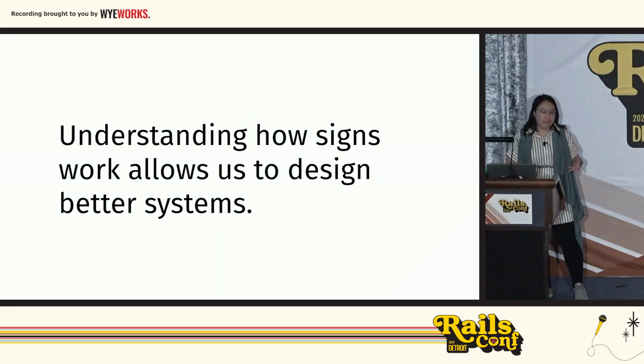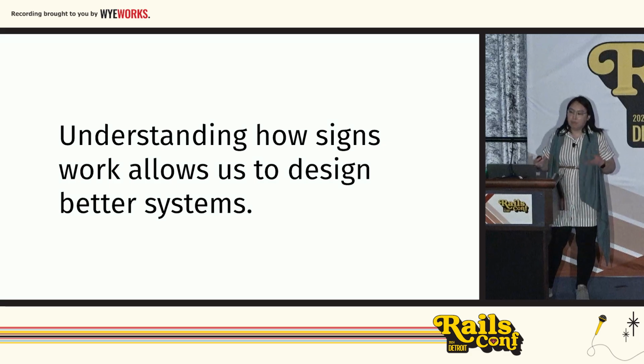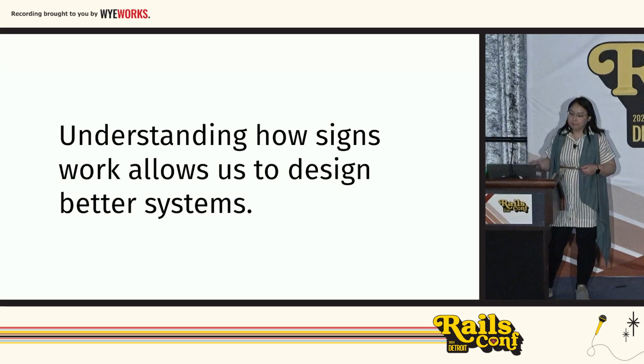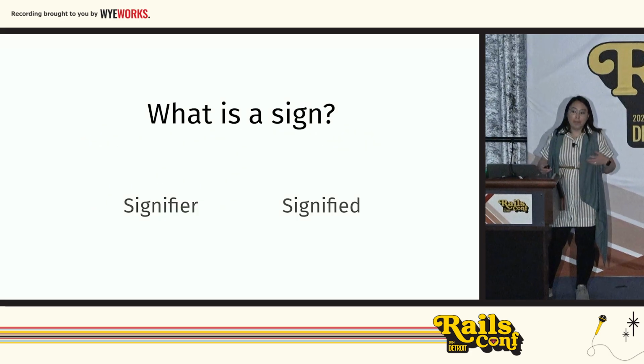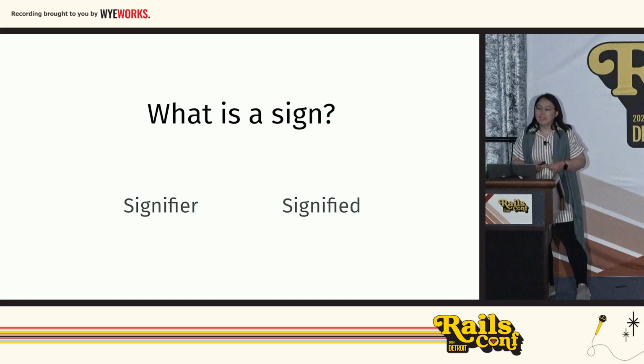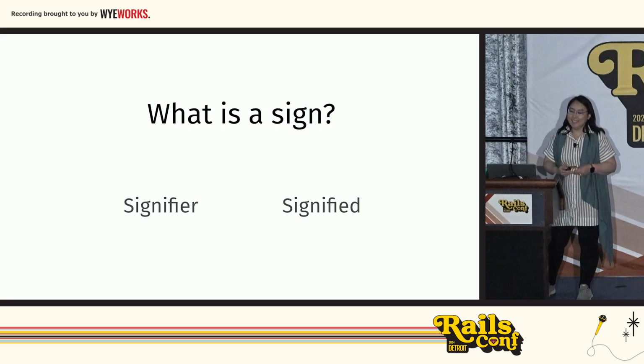And as builders of sign systems, I think it is especially important that we understand how signs work, as it allows us to design better systems. So what is a sign? A sign is composed of two parts, the signifier and the signified.